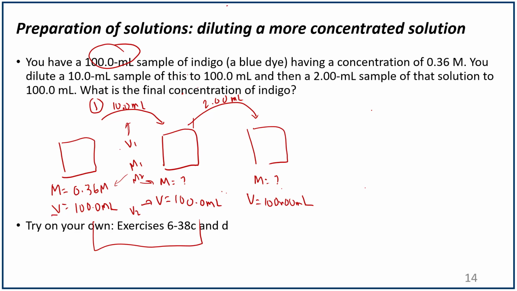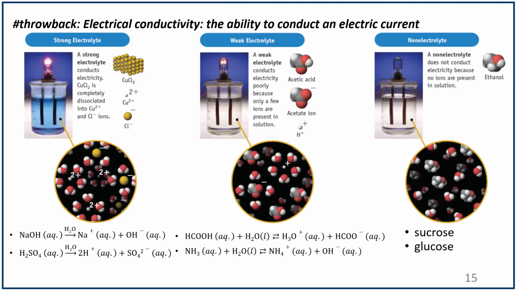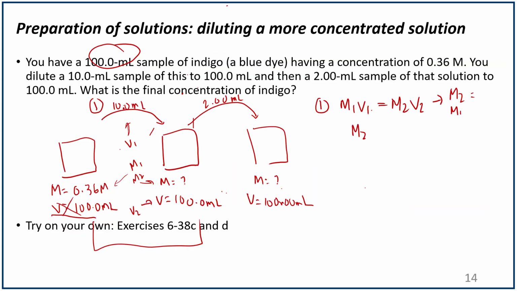As I said earlier, we don't really need this volume, because the only thing we're concerned with is how much did we get from the first solution. So if we do this for case number 1, that's M1V1 is equal to M2V2. We solve for M2. Of course, you can rearrange this equation for solving for M2. That will be M2 is equal to M1V1 divided by V2.